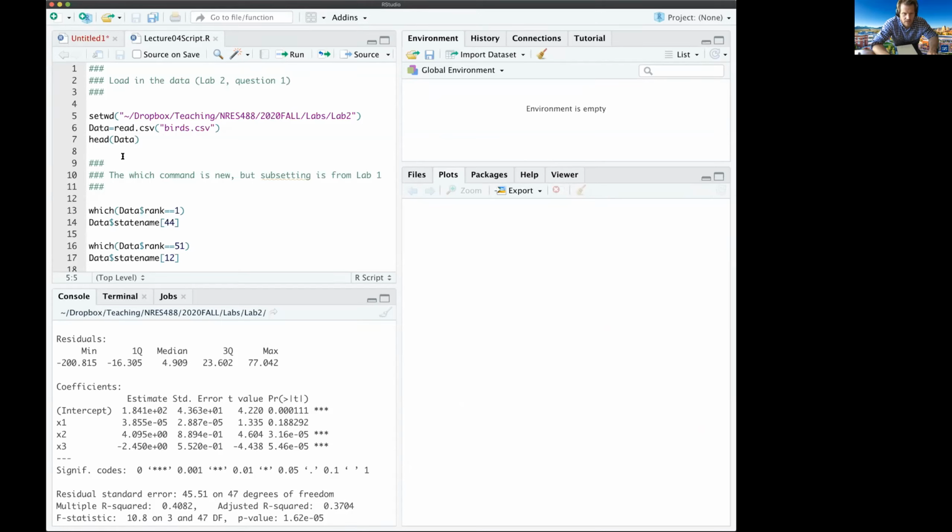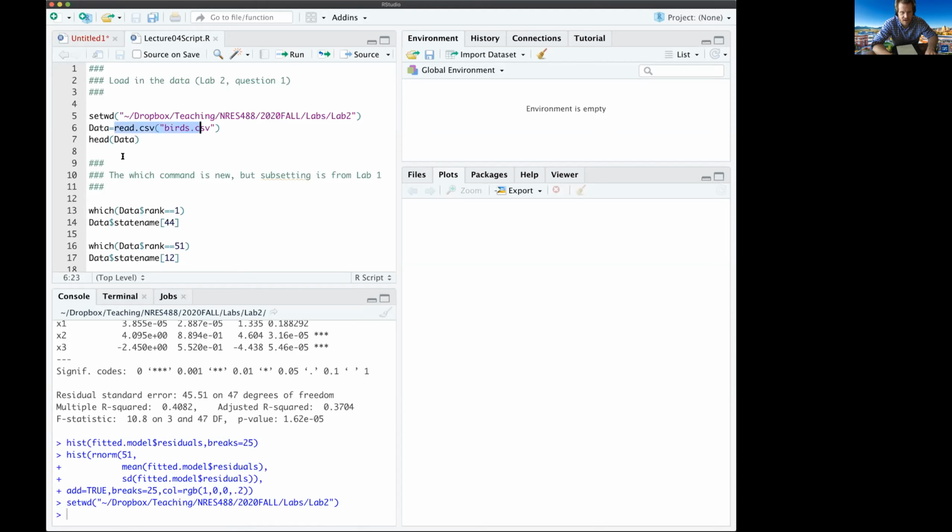Okay, let's review a little bit of our code here. Here's question 1 to lab 2. How do we load in data? Well, first we have to tell it where it's stored. This is where I stored the avian species richness data on my machine. It's in this path here. So I'm going to set the working directory. Set working directory tells the folder that R is going to look at automatically.